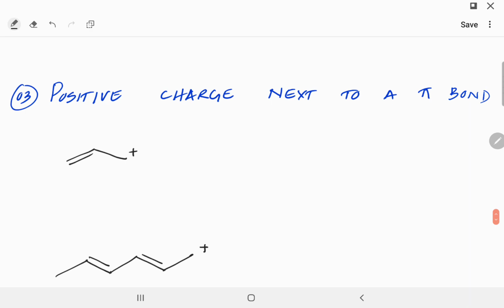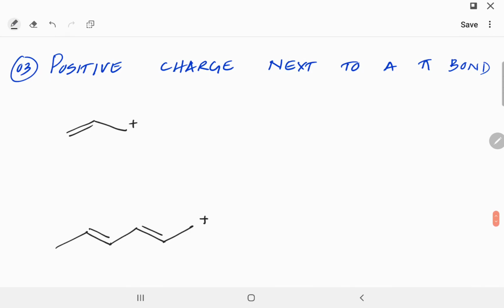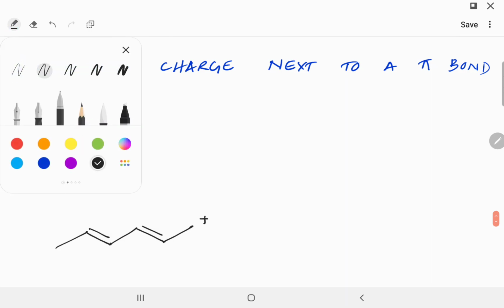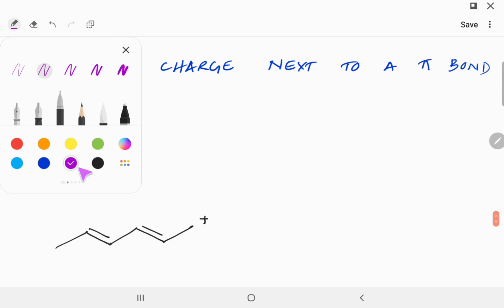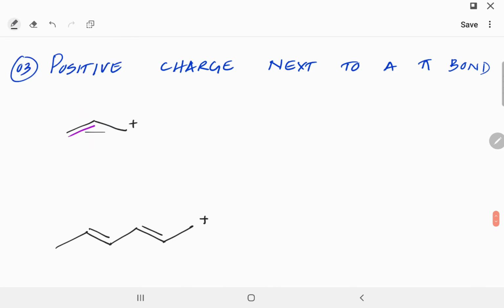All right, so in the third scenario, I'm going to draw resonance structures when you have a positive charge next to a pi bond. Okay, let's talk about a scenario where you have a positive charge next to a pi bond. So here's the example that we are going to try. I'm going to use a different color, of course, so that you can visualize the differences. So you will start with the pi bond. Of course, your arrow will always start with the more electron rich species, which is the pi bond.